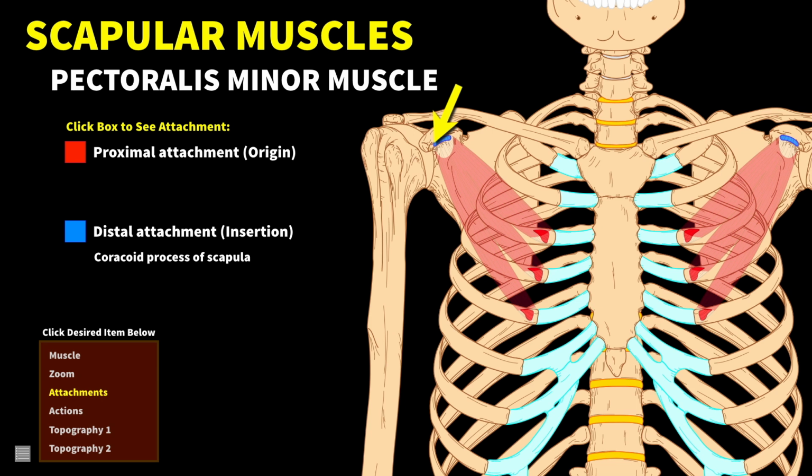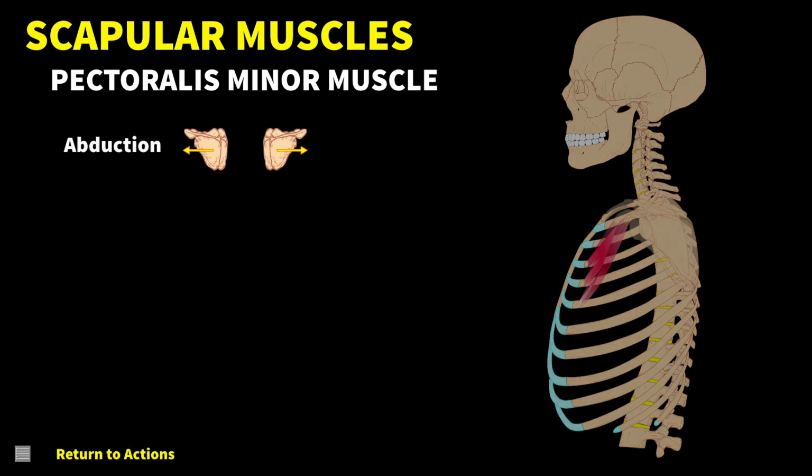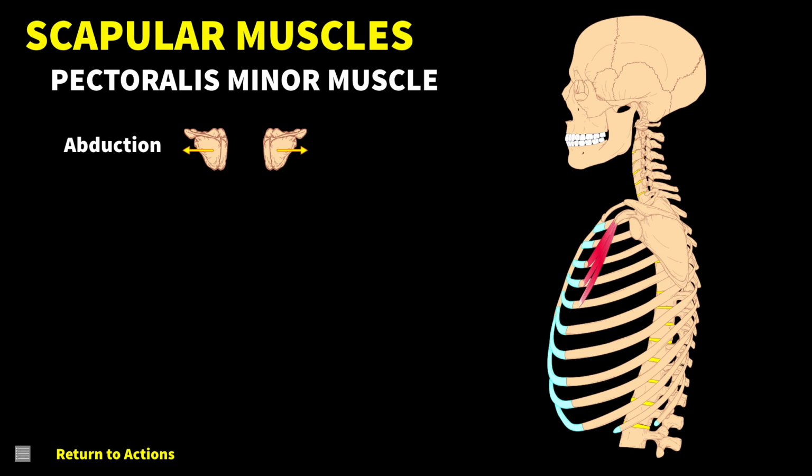Knowing the attachments, visualize the muscle shortening and describe what actions the muscle will produce. Give it a try. Let's see if you determined the correct actions for the pectoralis minor. From the lateral view, you can easily see how the muscle pulls the scapula laterally and anteriorly around the rib cage.